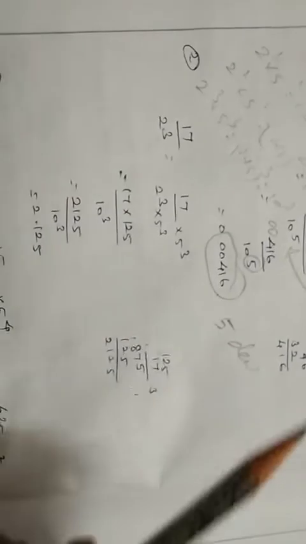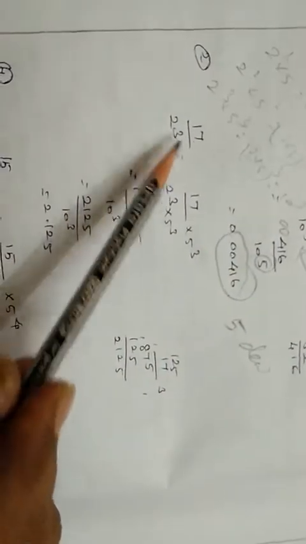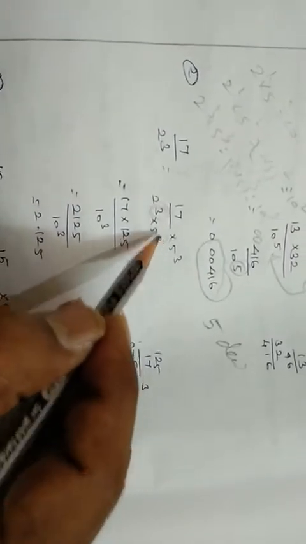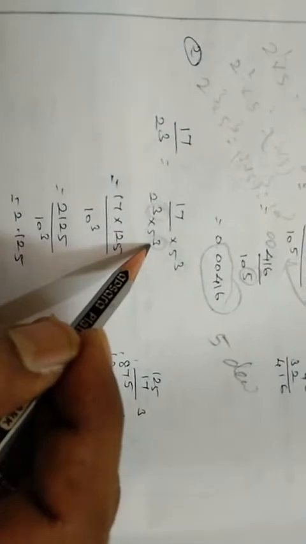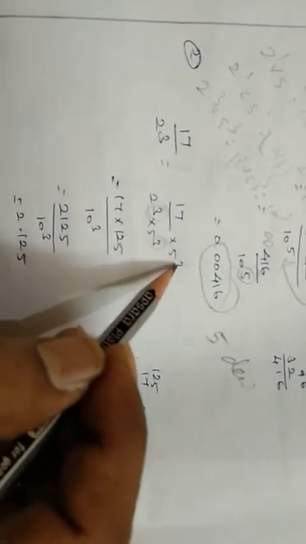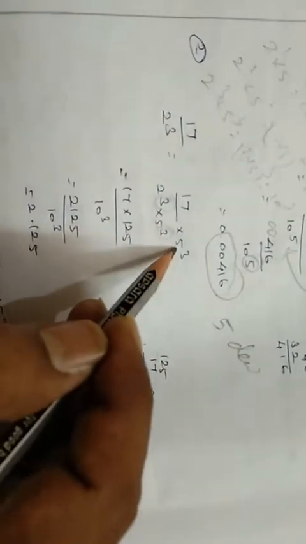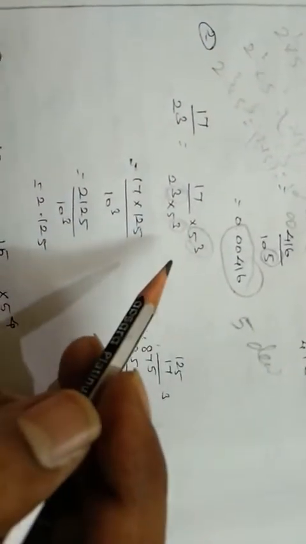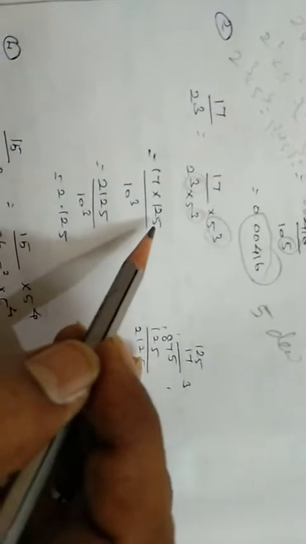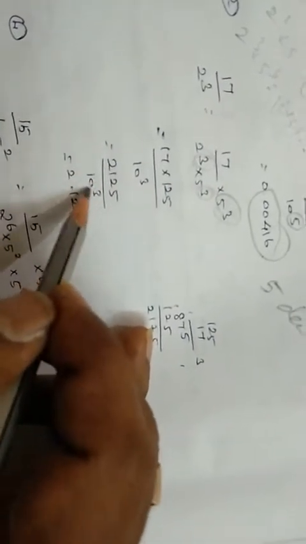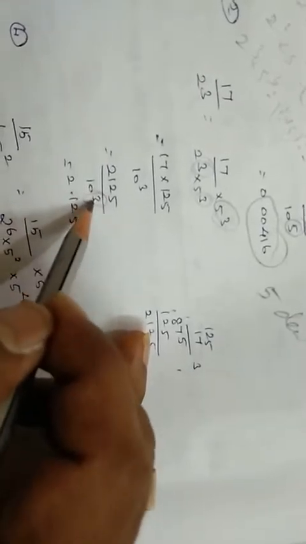Next, second problem, 17 divided by 2 power 3. For that we need 5 power 3, so multiply 5 into 3, 5 power 3. Here convert 2 power 3 into 10 power 3, but in the numerator convert 5 power 3 as 125. So 17 into 125 value, so 2125 divided by 10 power 3. Now we can put our decimal, so 3 decimals.